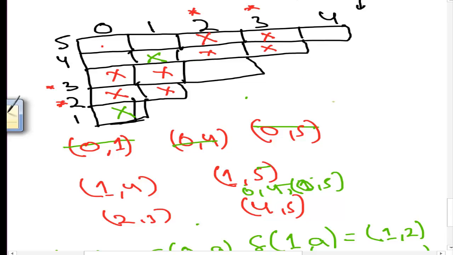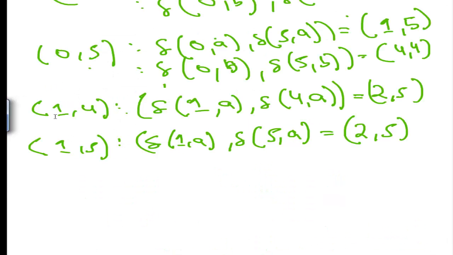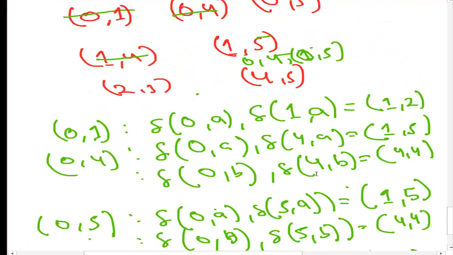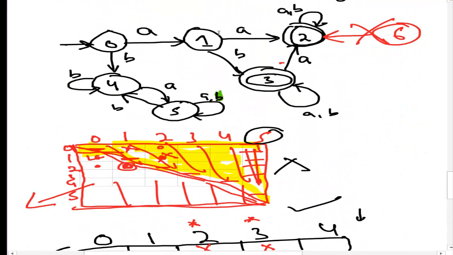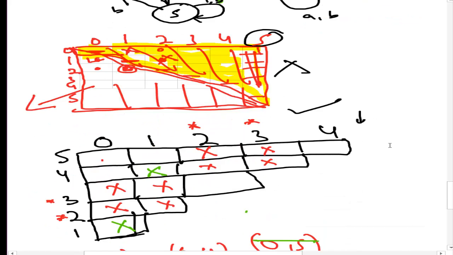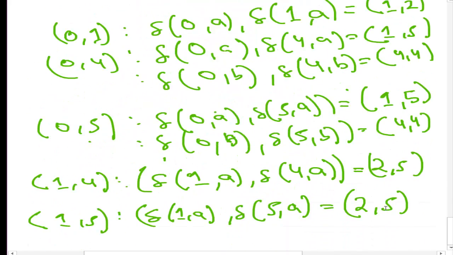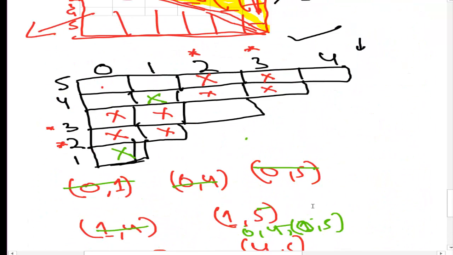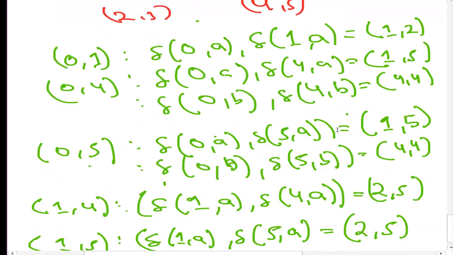Now comes the story with the 1 5. Now we try to see 1 on A and 5 on A. 1 on A goes to 2 and 5 on A goes to 5 itself, so it goes to the 2 5. Okay, so if 2 5 is distinguishable, then 1 5 is distinguishable by induction. So let us see here 2 5. 2 5 is already done, already marked. So if 2 5 is marked, then 1 5 will be marked, right? So 1 5 is going to be marked, so this one is to be marked.